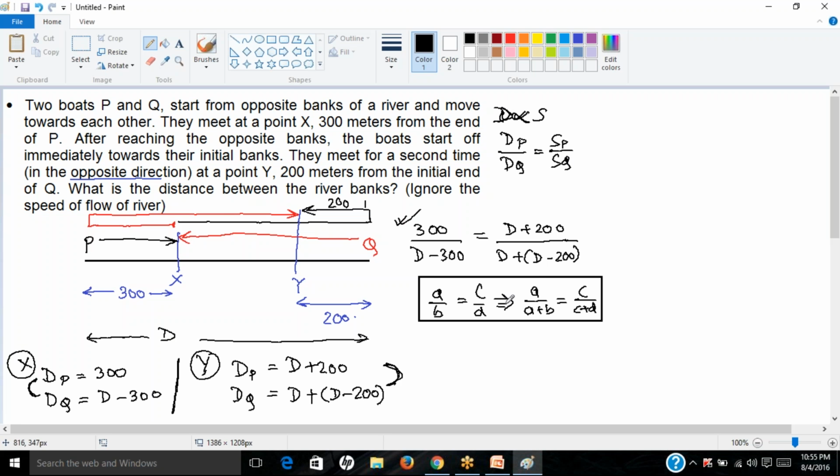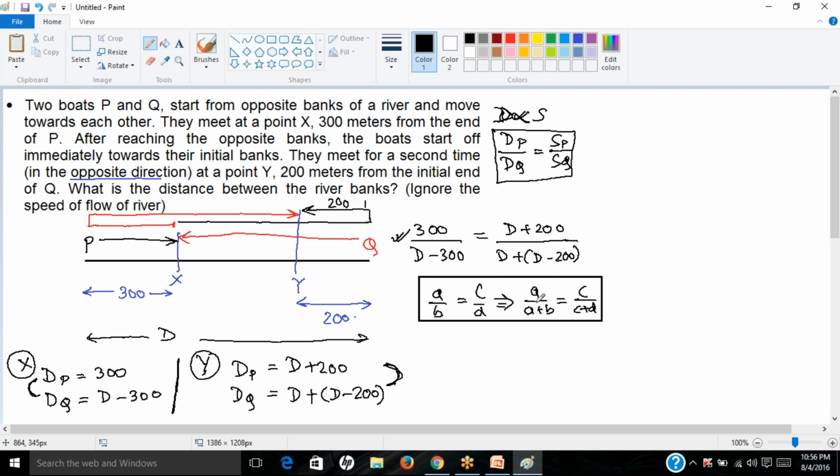I have to frame an equation to solve for D, isn't it? So how do I make the equation? I'll use this property. I will say that the speed ratio is the distance ratio in either case. In the first case for the meeting point at X, and in the second case as well.